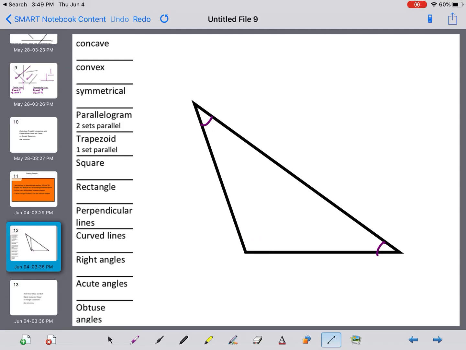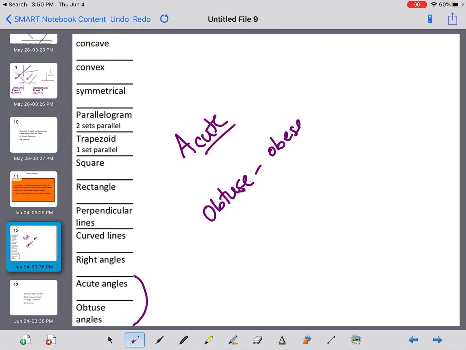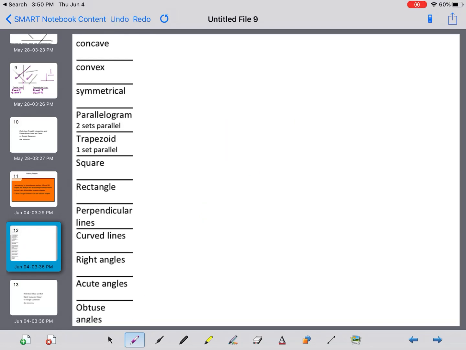All right, and then I just wanted to give you a little trick to differentiate between acute and obtuse angles. I like to think of acute angles as being, oh, a cute little angle, and obtuse angles are kind of like the word obese, which means fat, right? Okay, so hopefully that all made sense.